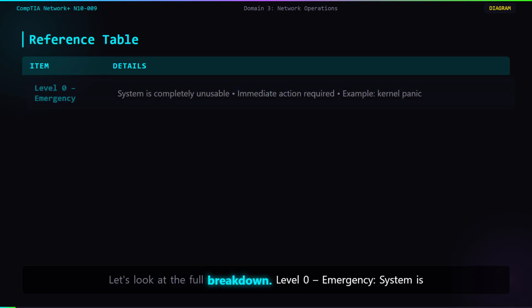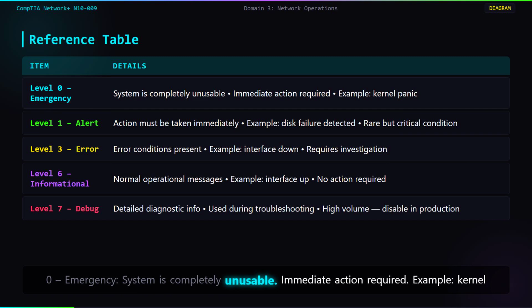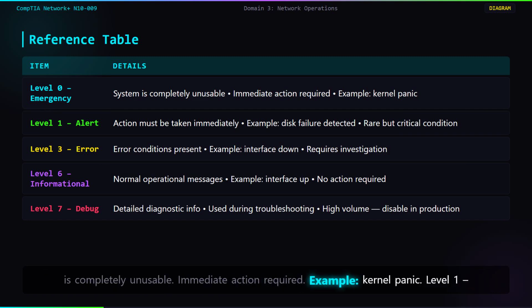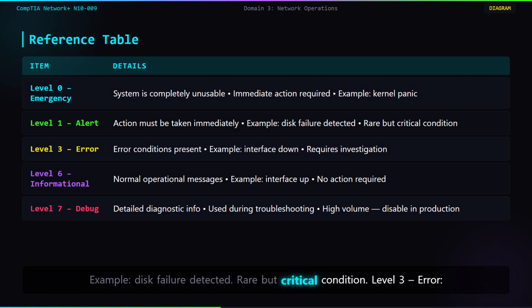Let's look at the full breakdown. Level 0, emergency. System is completely unusable. Immediate action required. Example, kernel panic. Level 1, alert. Action must be taken immediately. Example, disk failure detected. Rare but critical condition.